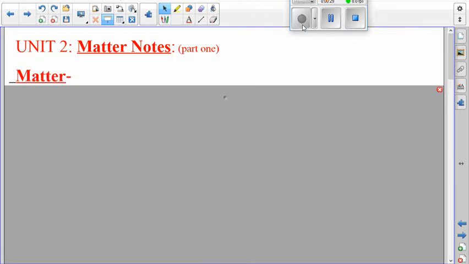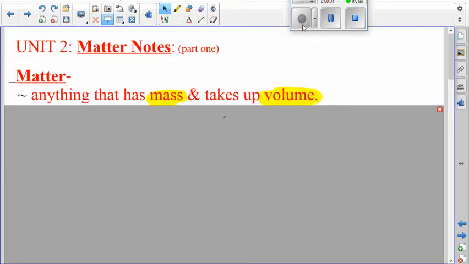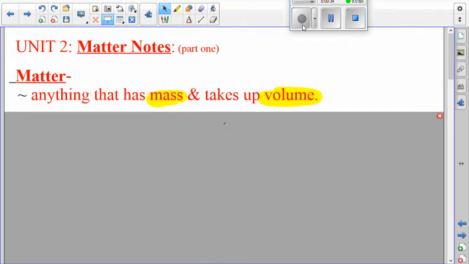What is matter, by the way, Mr. P? What the heck does that even mean? Anything that has a mass or a volume. Matter is anything that has mass or volume. Okay? So if it's got a mass and a volume, it's matter. If it's matter, it's got a mass and a volume.